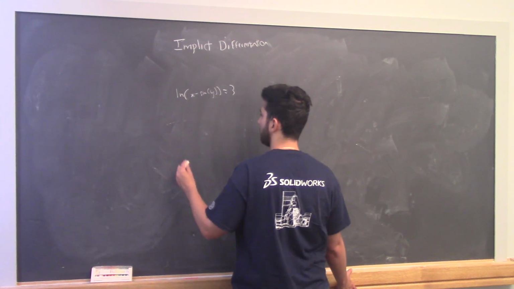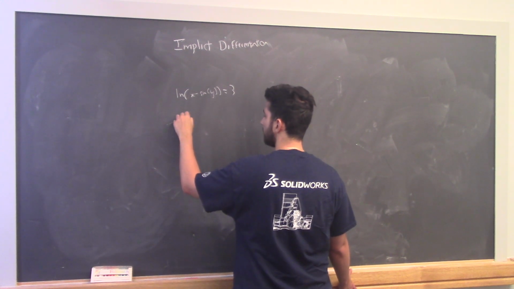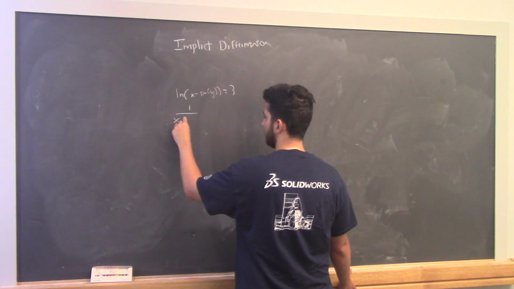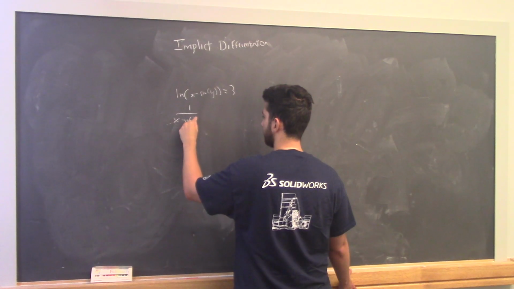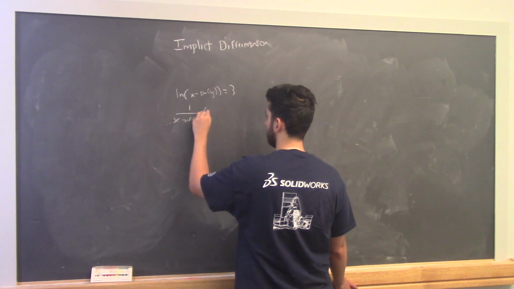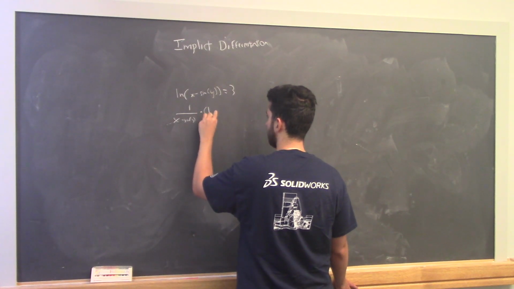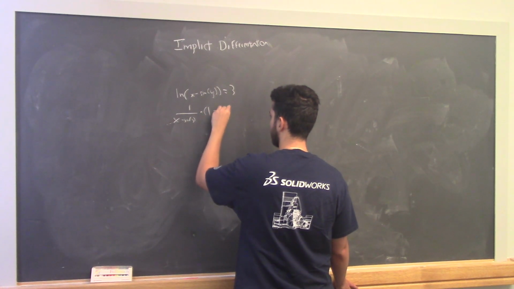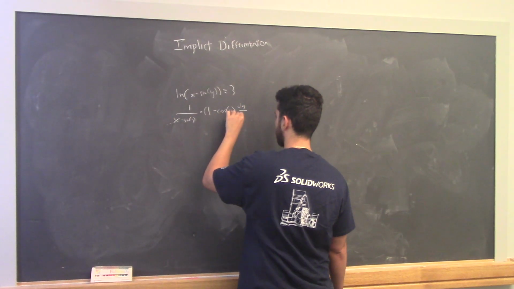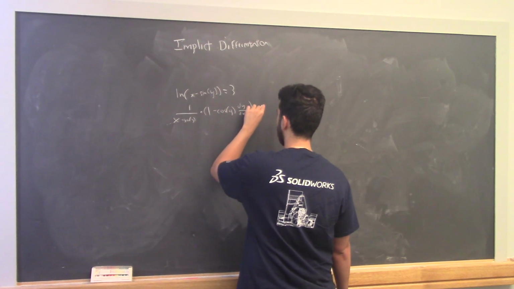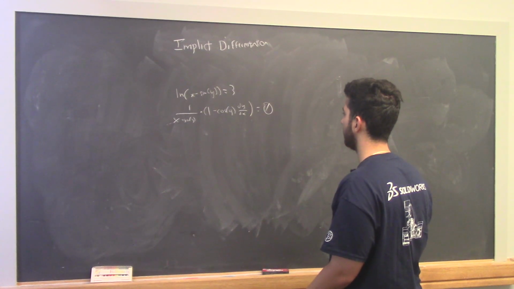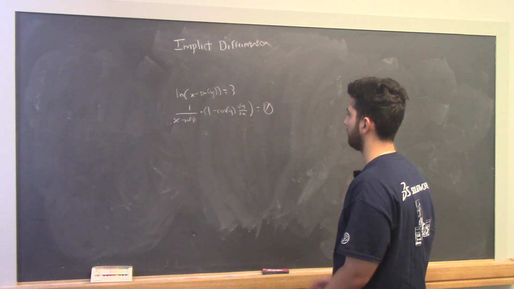But let's do it. Well, what's the derivative of ln of u? 1 over u. So we're going to have 1 over x minus sine of y, right, times the derivative of the inside. Well, derivative of x is just 1 minus cosine of y dy/dx. That's going to equal 0. Well, I'm going to give you a hint. Same thing as last time, but now there's no trick.